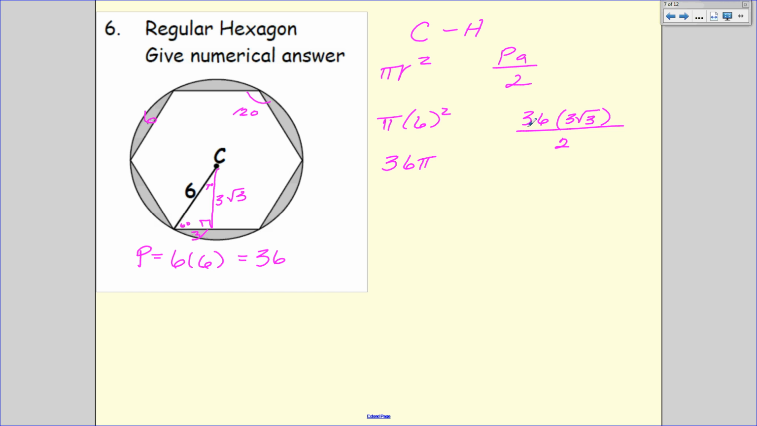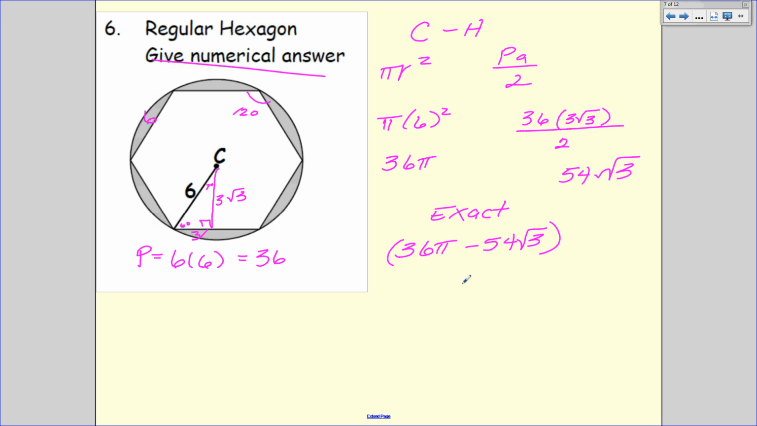So now I've got 36 times 3 divided by 2. So 54. So this piece is 54, and you still have the square root of 3 here. Now it says give your answer numerically. Well, first of all, I'm going to write it exact. So this would be 36 pi minus 54 square root of 3. So that's your exact answer.